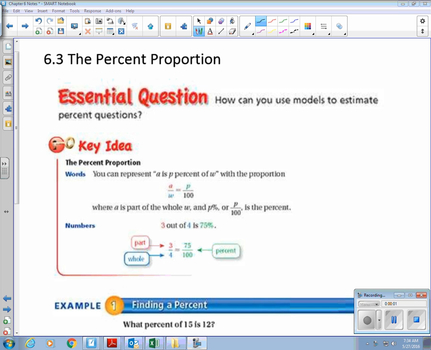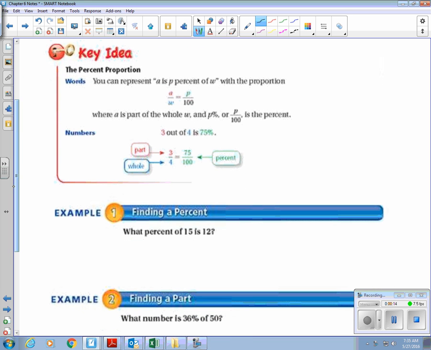6, Lesson 3, the percent proportion. Our essential question for this lesson is how can you use models to estimate percent questions? Our model in this case is going to be a proportion. Here's our key idea. The percent proportion.